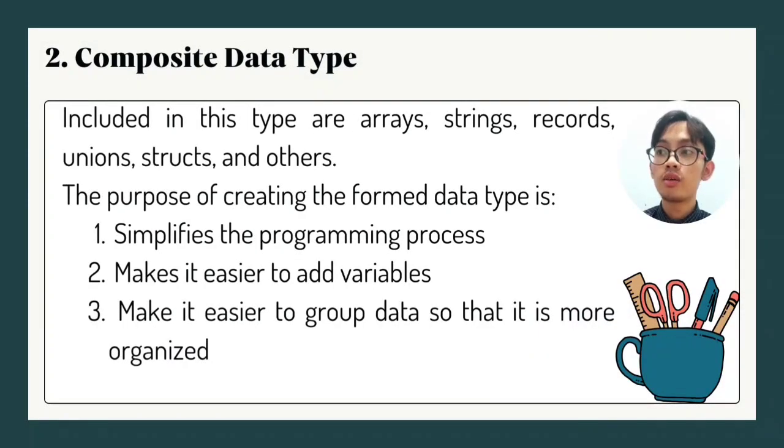And the second is composite data type. Included in this type are arrays, string, record, union, struct, and others. The purpose of creating composite data types is, first, it simplifies the programming process. Second, it makes it easier to add variables. And the third, it makes it easier to group data so that it is more organized.